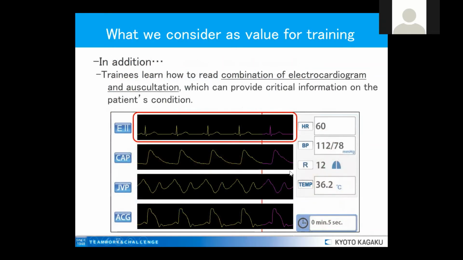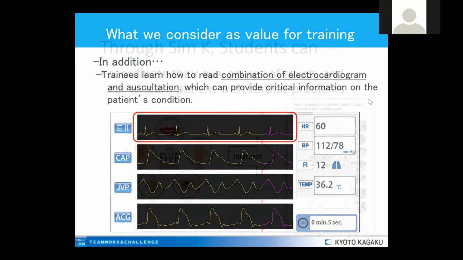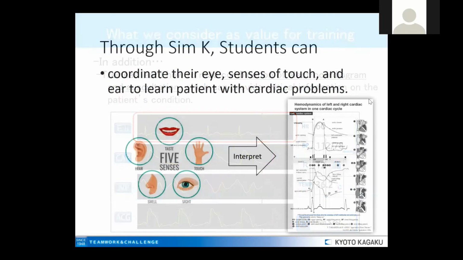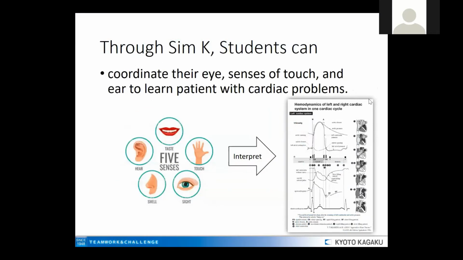And also, this is how the electrocardiogram screen looks. It also shows other important information such as the heart rate, the blood pressure, the respiratory rate, and also the temperature. So with this, our aim is that the students become able to coordinate their eyes, sense of touch, ears, and all their 5 senses to learn how to identify cardiac problems.